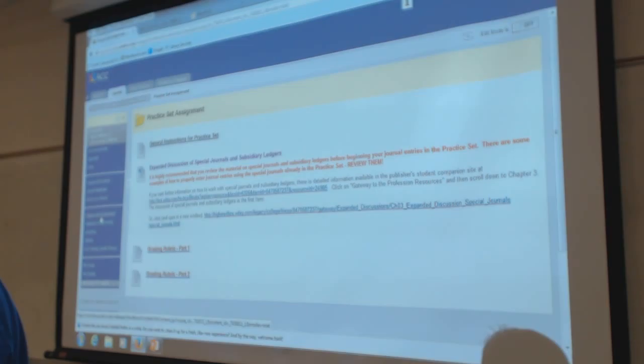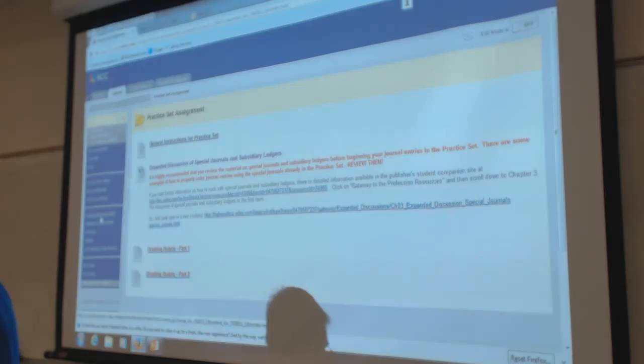Then, once you've got everything journalized, you're going to summarize, you're going to total up your special journals, and you're going to do one entry for each of those special journals, typically. You're going to post those to the general ledger at the end of the month. That's all step number two is telling you to do. It's a little confusing, but realistically, that's what you're doing in step number two.